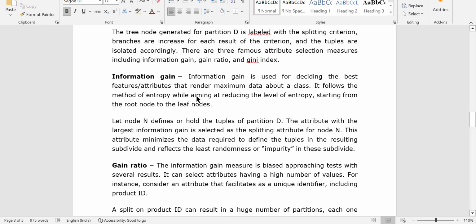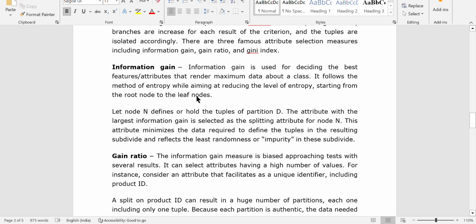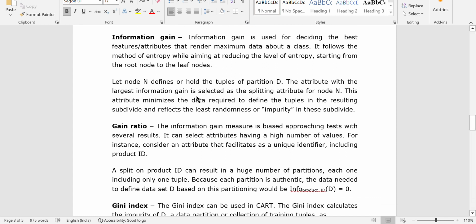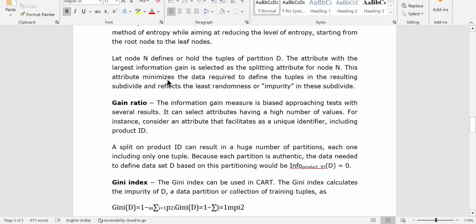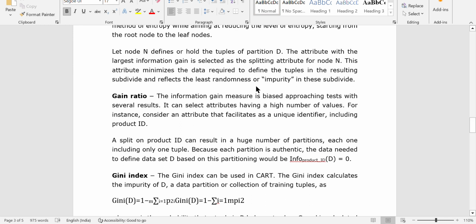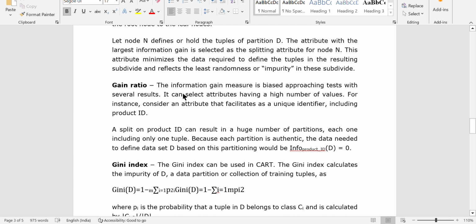Information gain. Information gain is used for deciding the best features or attributes that render maximum information about a class. It follows the method of entropy while aiming at reducing the level of entropy from the root node to the leaf node. Let node N hold the tuples of partition D. The attribute with the largest information gain is selected as the splitting attribute for node N. This attribute minimizes the information required to classify the tuples in the resulting partitions and reflects the least randomness or impurity in these partitions.